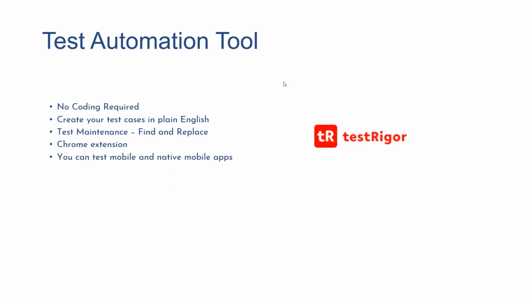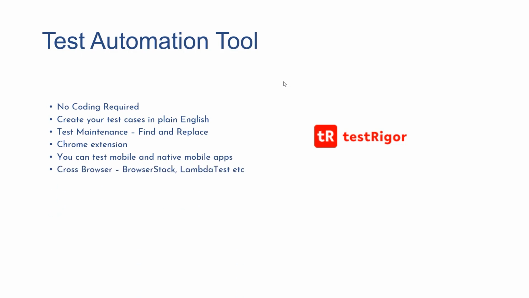As I mentioned earlier, apart from web, you can also test mobile web applications and native mobile applications as well, again without any coding. You just need to write plain English text, and you will be able to do mobile automation as well with the help of testRigor.